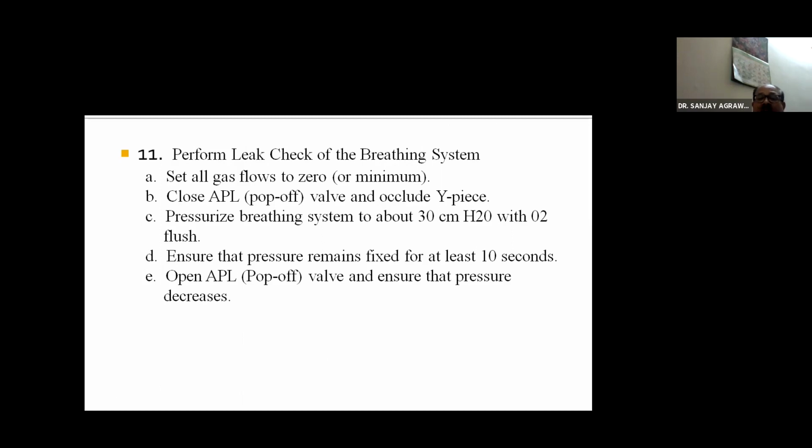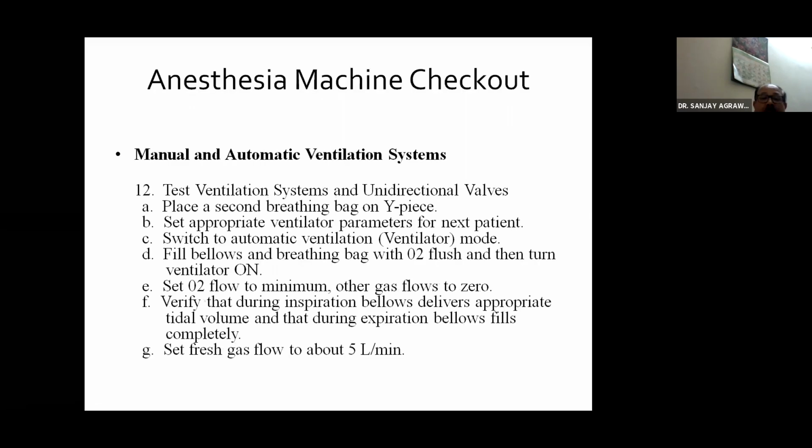Perform a leak test. You all know how to perform a leak test. You have to perform a leak test. It should be done as a positive leak test, which is what is done in most of the newer workstations. Manual and automatic ventilation systems should be checked, just for the ventilation system and unidirectional valves, and these are the ways in which we check whether the unidirectional valves are functioning or not. The newer workstations do everything on their own. You just have to follow the prompt which comes, and then it does everything on its own.